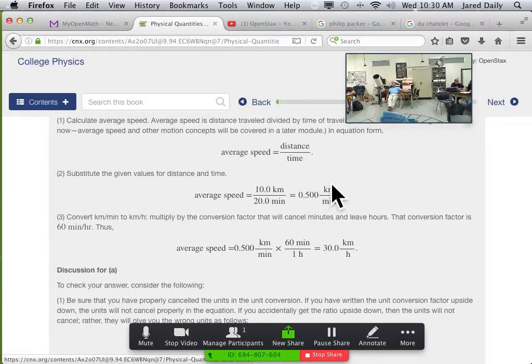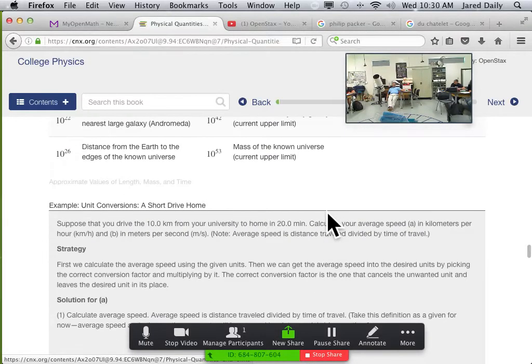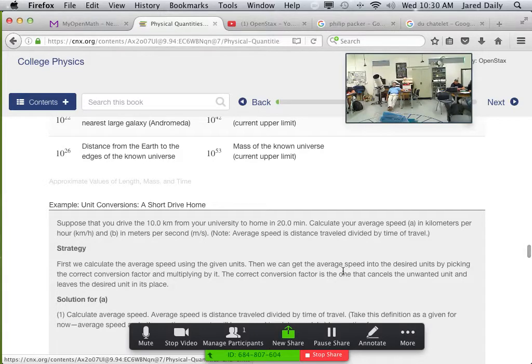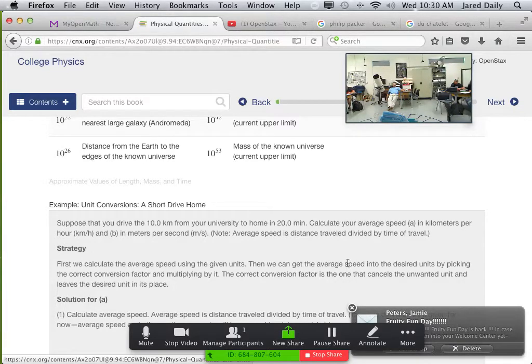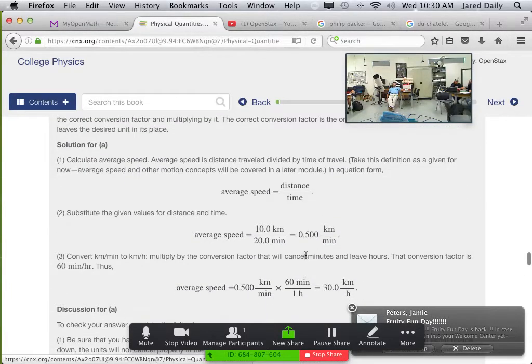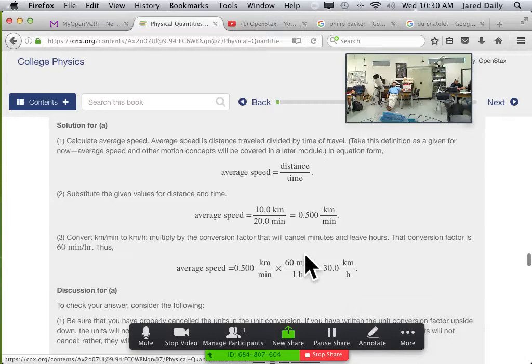You get 0.5 kilometers per minute, which doesn't happen to be any of the things they asked for. Right? Calculate your average speed in kilometers per hour and meters per second. So we don't have anything that they want from us. But we can convert, because kilometers per minute can be converted into kilometers per hour. We just have to convert that minutes into hours. Now notice that they're using this fraction for their units that has got this horizontal line, so it's not confusing, and it's kilometers divided by minutes.